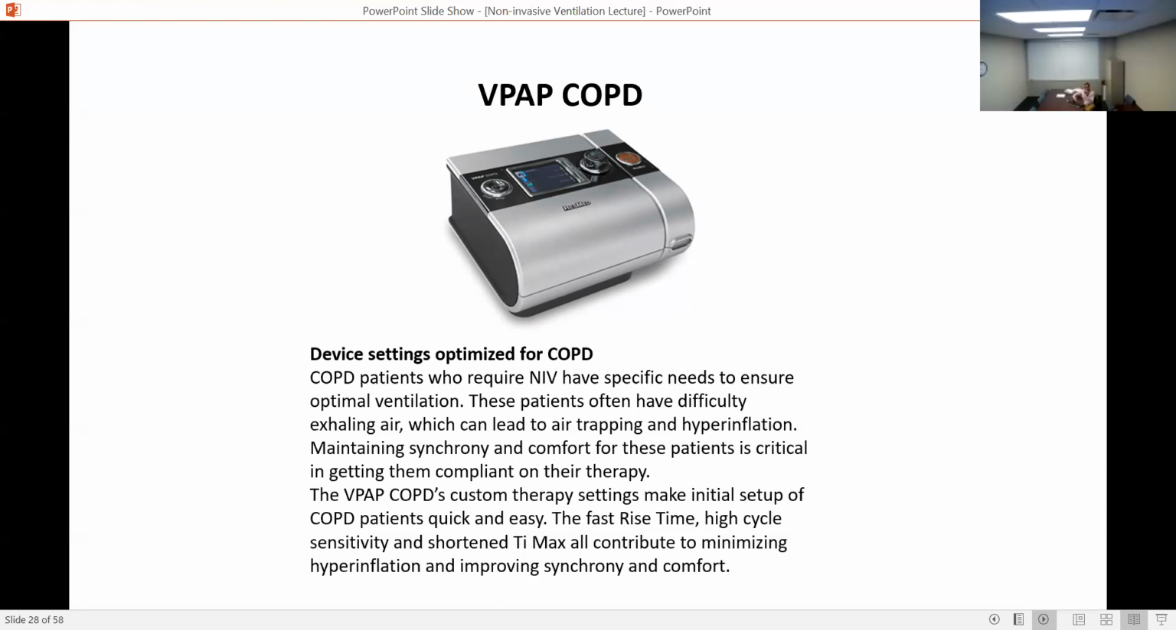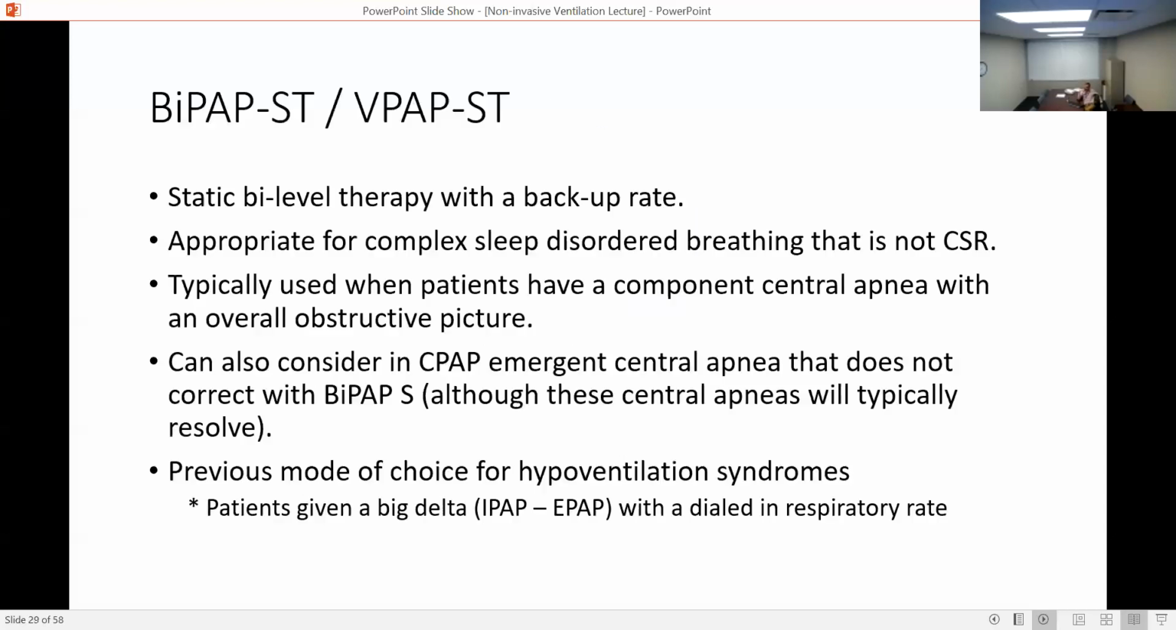They have a high cycle sensitivity, so it's really sensitive to when the patient wants to exhale, and it has a shortened TI max time, so they spend less time at their inspiratory pressure. Next slide.